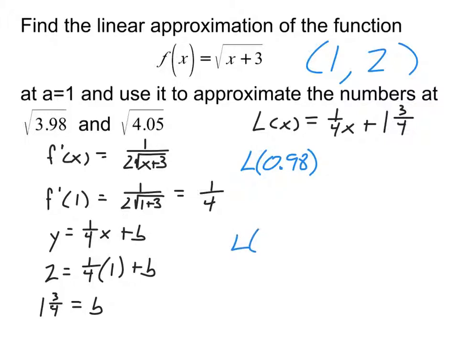And for the other one, what's the x value going to be that gives us 4.05? Negative 0.05? No, it's 1.05. Because remember, we're starting with this equation up here. What plus 3 equals 4.05? It's 1.05. So that's how we're getting there.